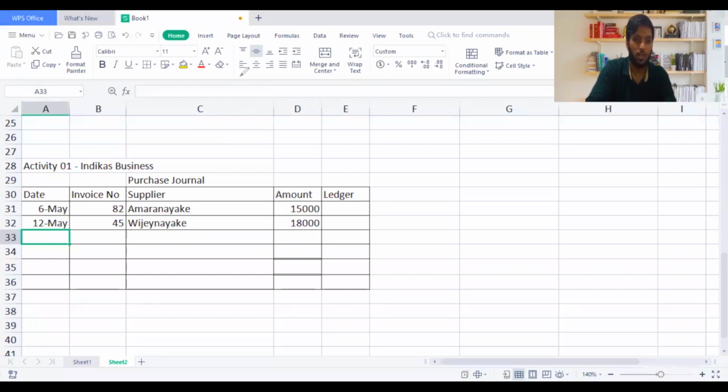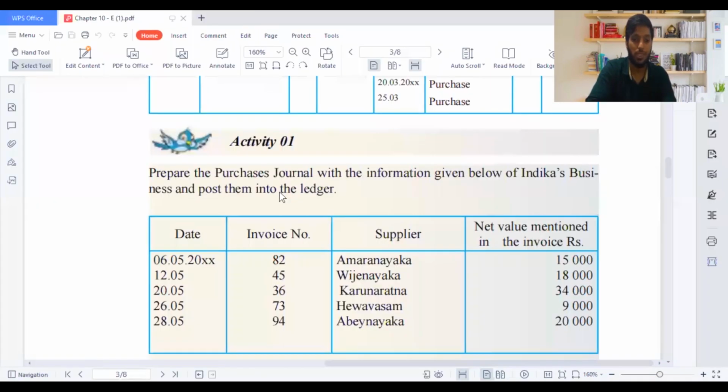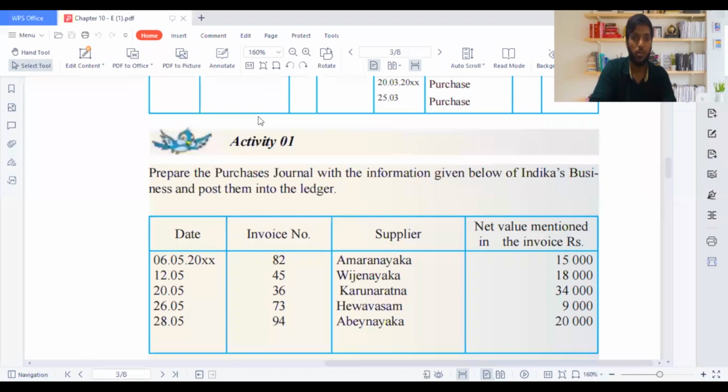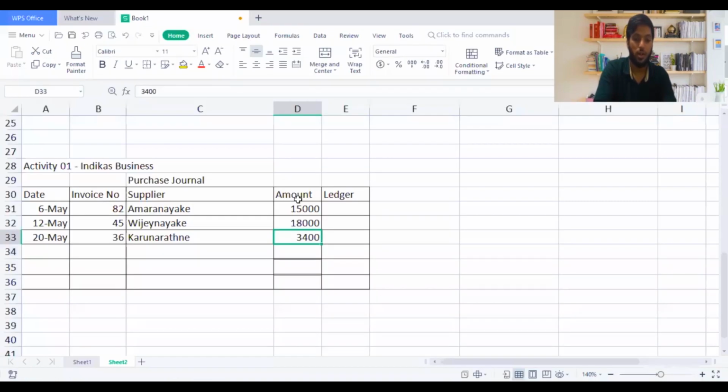We have May 20th, invoice 36, Karna Ratna. What is the value they have given for Karna Ratna, guys? They have given the value of 34,000. So I'm going to record 34,000 in the amount column. Then after recording 34,000, I'm going to move on to the next part of the sum.